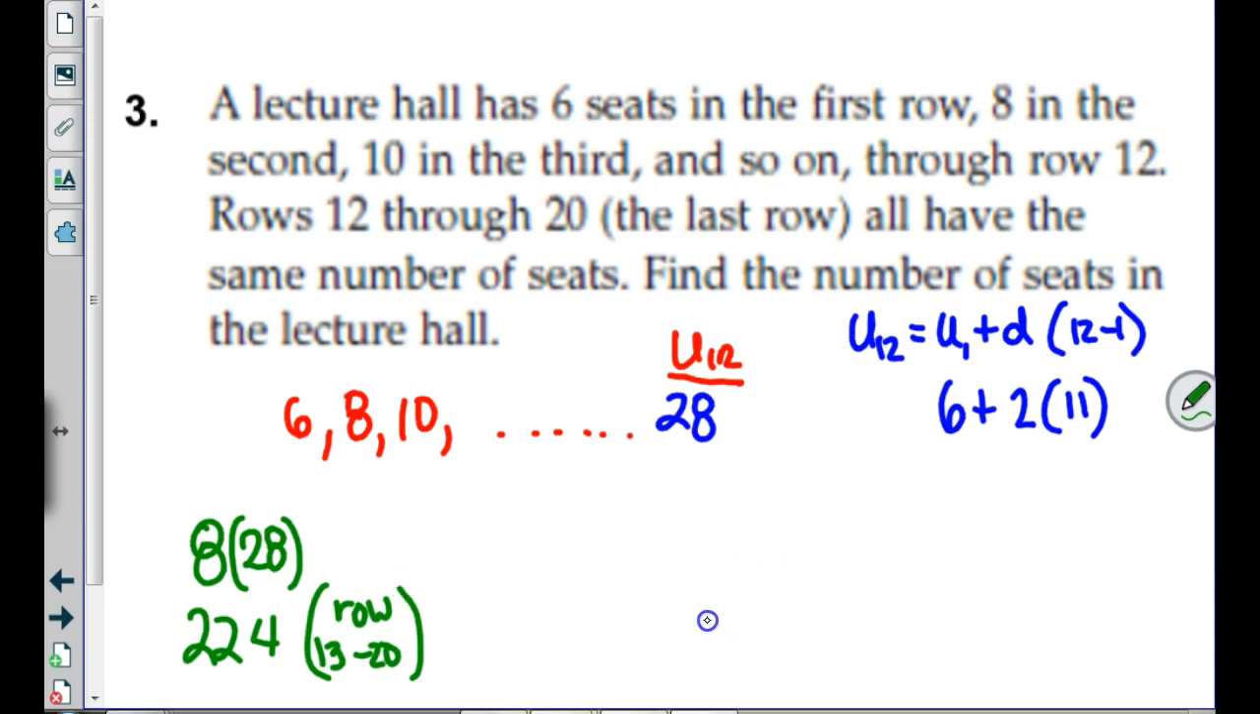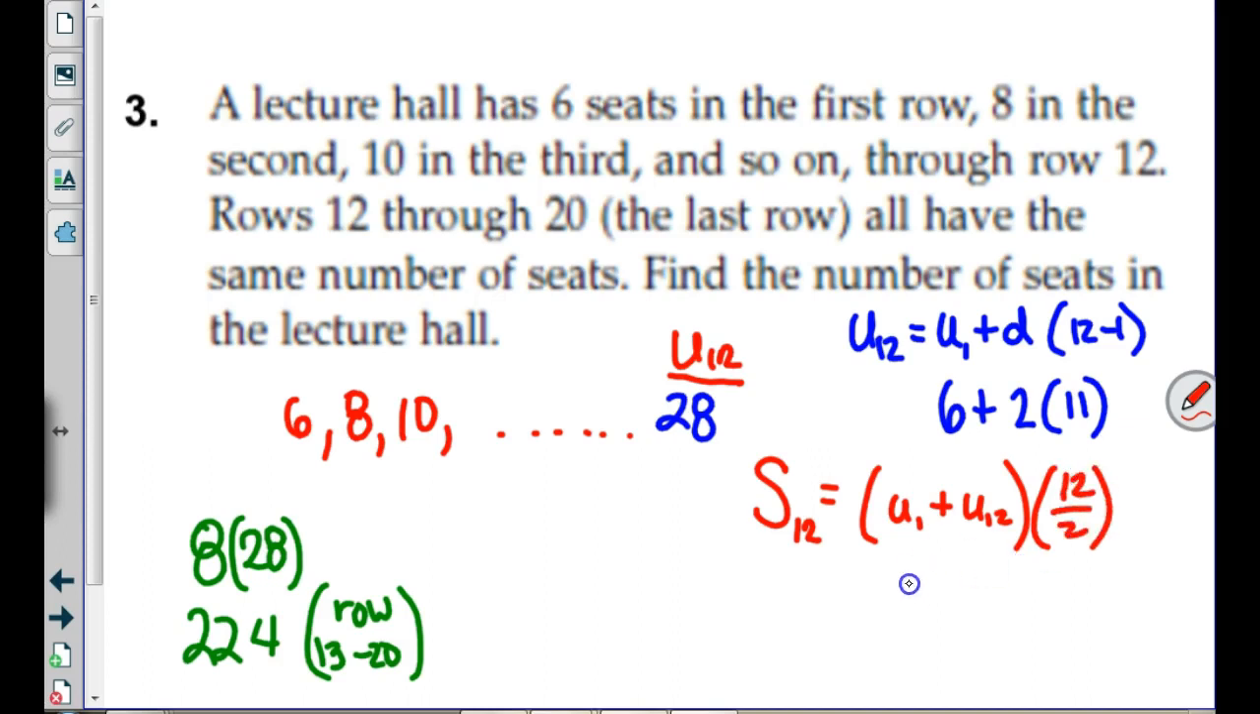Okay, we have a better idea. What kind of formula did you say it was? Yes, what is this formula? Sum of the first 12 would be the first one plus the last one times 12 over 2. There you go.